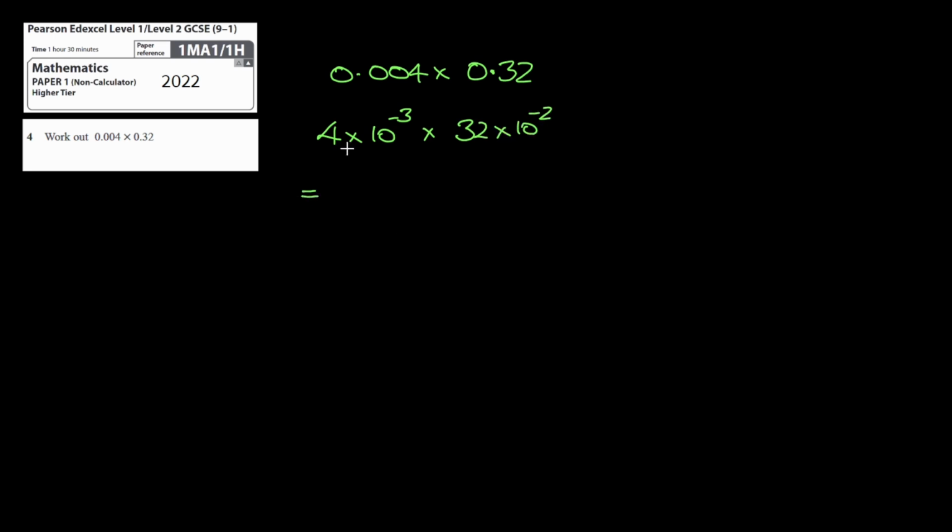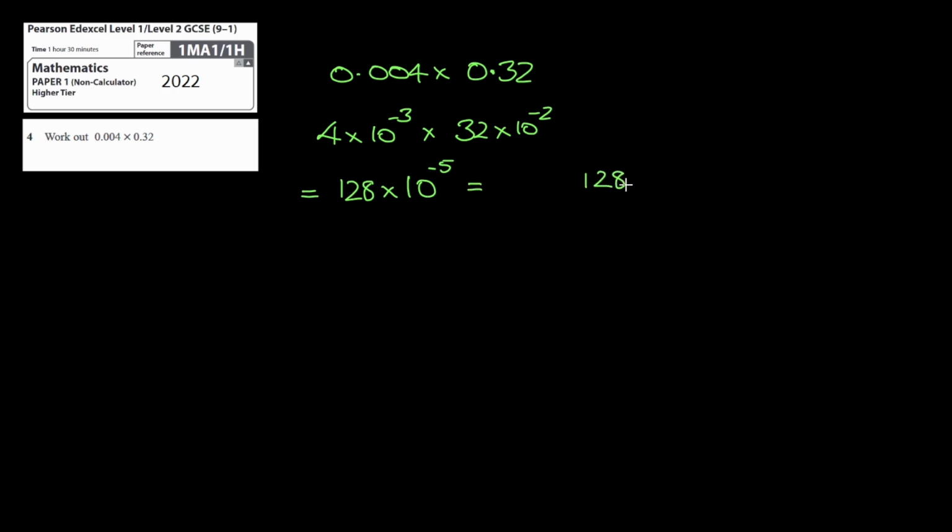And this is equal to 4 times 32 is 128, multiplied by 10 to the minus 3 multiplied by 10 to the minus 2 is 10 to the minus 5. Again, we just add the powers. Now that's a perfectly good answer, but we could do it in decimals.